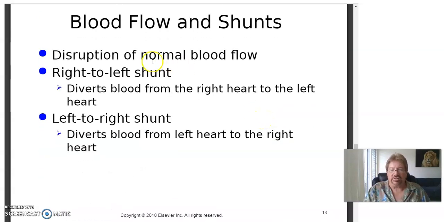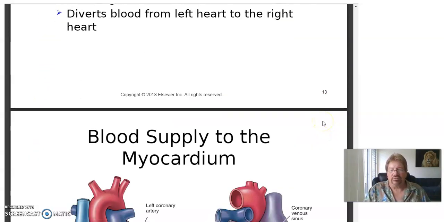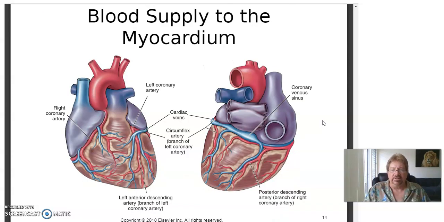Blood flow in shunts. A shunt is a disruption of normal blood flow. A right to left shunt diverts blood from the right heart to the left heart. A left to right shunt does just the opposite. I wish they wouldn't get into that. That's something that's important, but not enough.